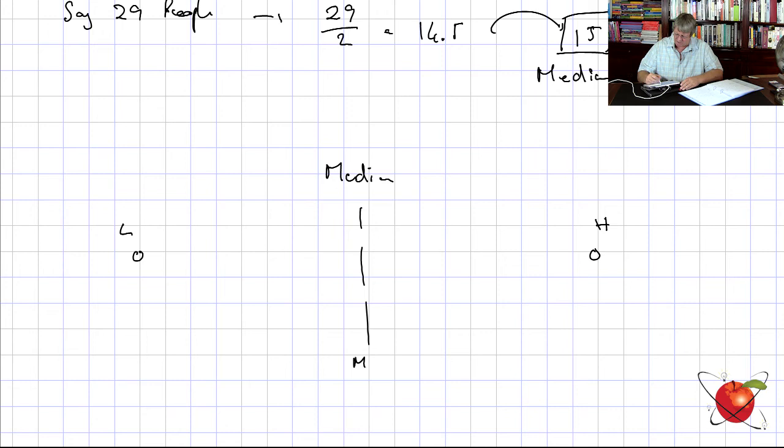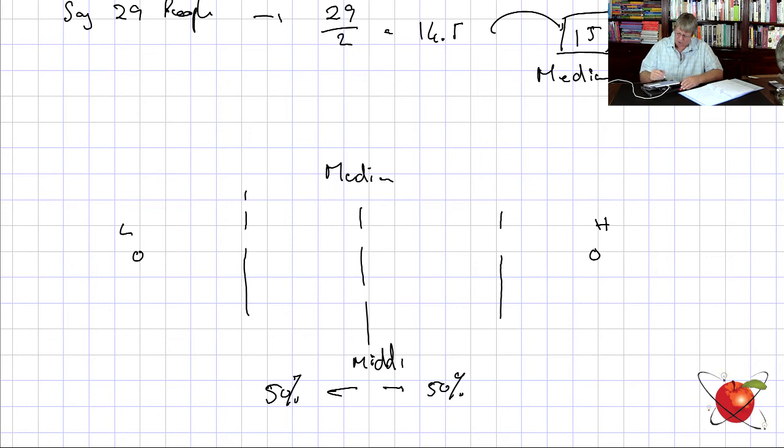You find the middle, which means that 50% of the data lies there, and 50% of the data lies there, correct? Now the next step is, they want us to find the interquartile range.